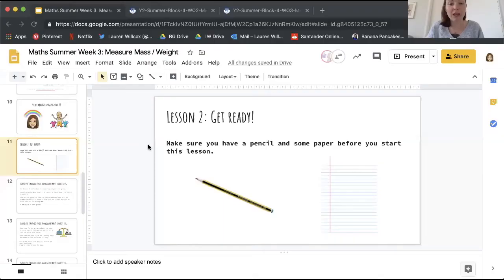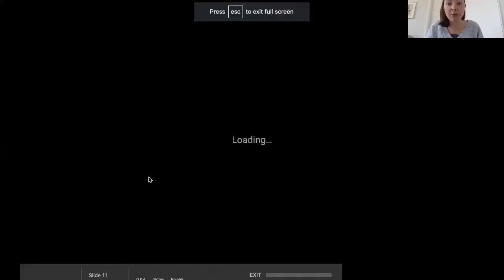This is your second Maths of the week and we're going to have a look at our slides. So here are our slides for week 3, lesson 2. As normal, make sure that you have your pencil and some paper before you start, and make sure you know how to pause the video so you can come back to it. Let me do this one and you can see everything a bit bigger.